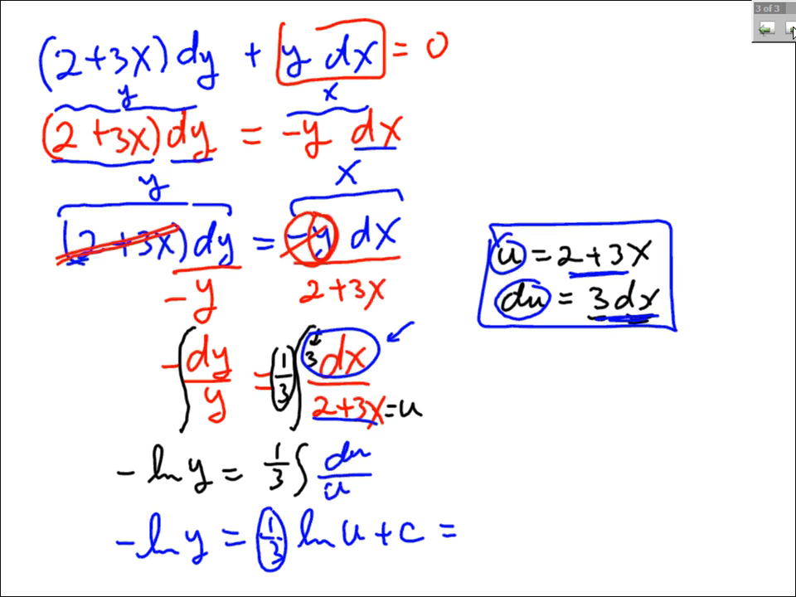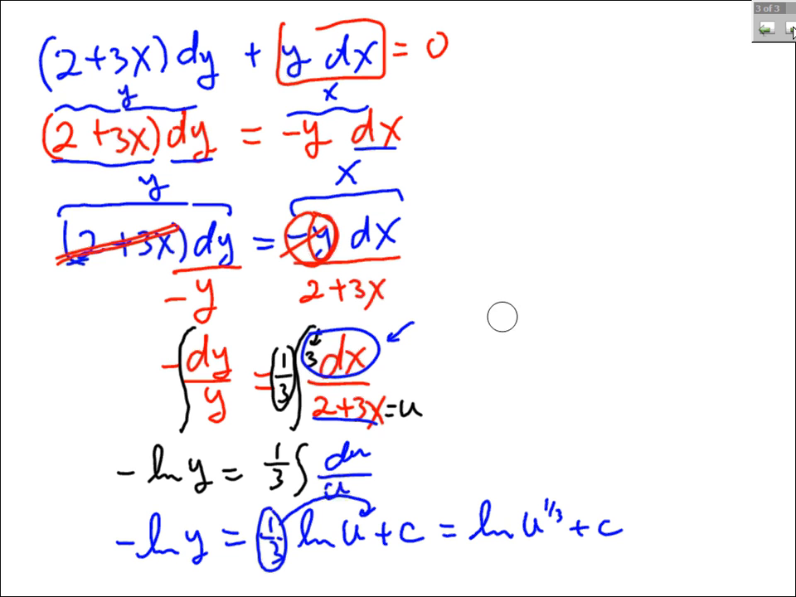This 1/3 I can bring up as the power. It's ln of u to the third plus c. Now here is a trick. Well, I don't know if I want to call it a trick, but here is something that you're going to use a lot in differential equations. C is just a constant, the same as ln of c. That is, instead of calling that c, I can call it ln of c. It's a different c. This is c star. It's a different c.